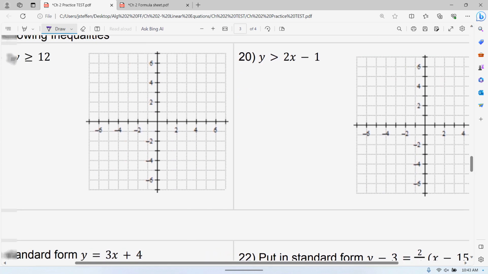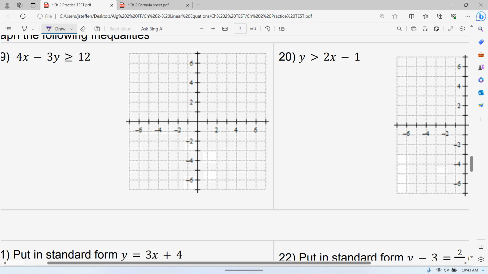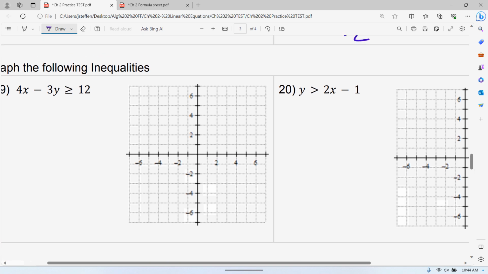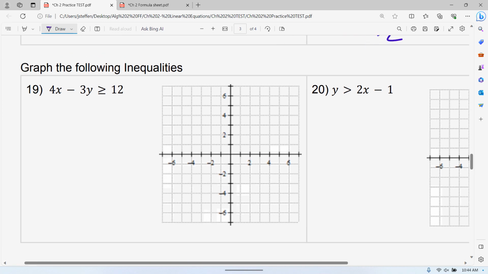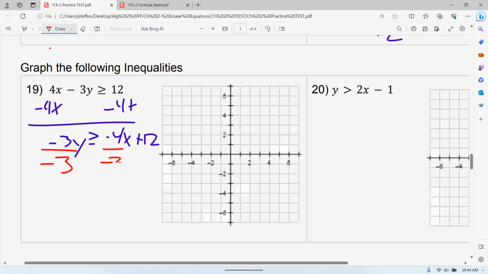So the next one, graph the following inequalities. So the first one, number 19, you have to solve that one. So be careful with this. Don't forget that negative. Negative 4x plus 12. And this time is the big one. Divide by negative 3. By negative, you have to switch your sign. So less than 3x minus 4, 12 divided by negative 3.